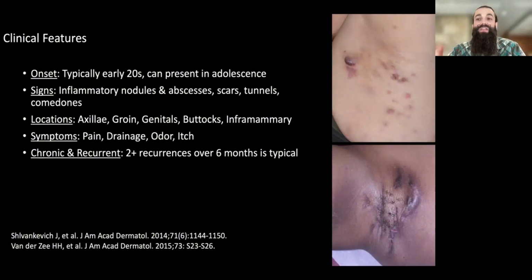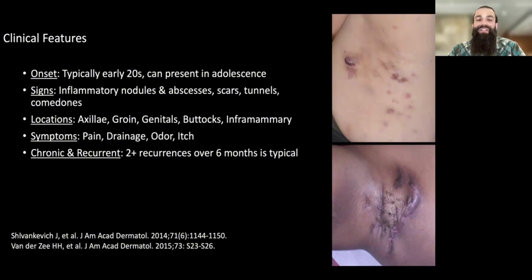In terms of symptoms, the number one thing we see and the most common symptom is pain, unfortunately, and it can be so severe. If you've ever had any kind of abscess in your skin or a boil, they really, really hurt. And then they can drain, the tunnels can drain, the abscesses can drain. There can be an odor to it. And then itch. Itch is one that is getting more attention as a symptom that we didn't really appreciate before, that it can be really itchy.